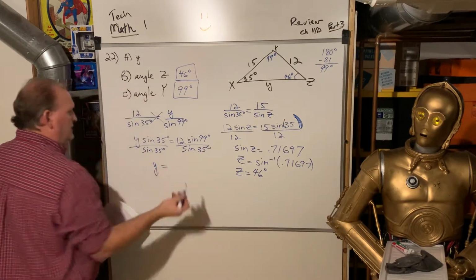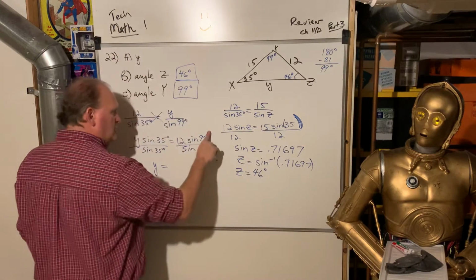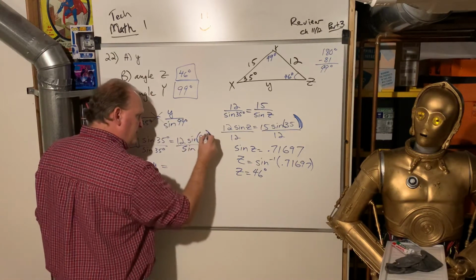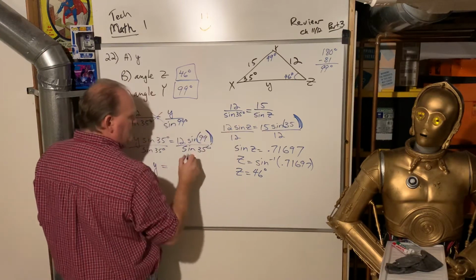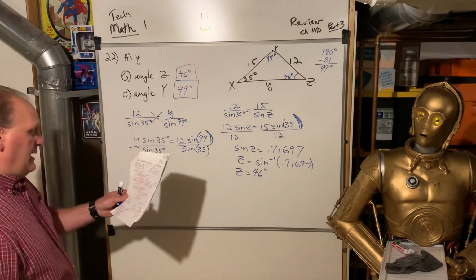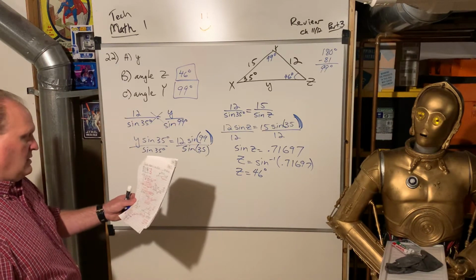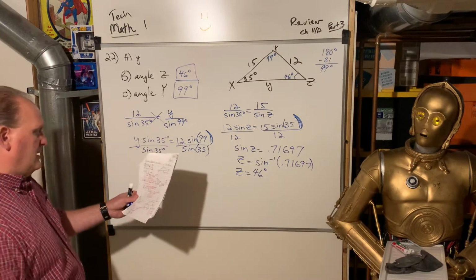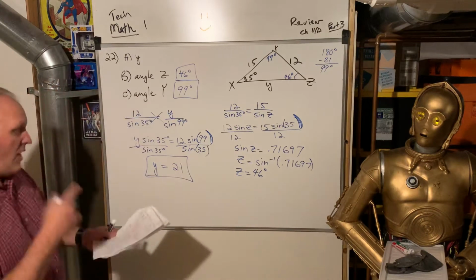And so that's Y. So when you click that in your calculator, again, make sure you put that end parenthesis, 12 sine 99 end parenthesis divided by sine 35. And then hit enter. And that should give you 20 point something, and we round it to 21 instead of whole numbers. So 21. All right.